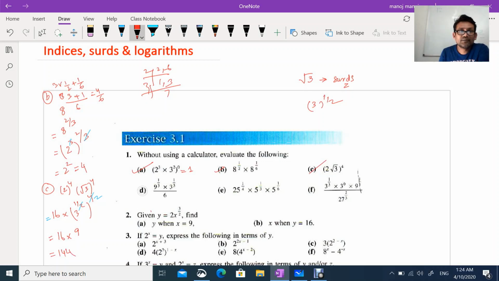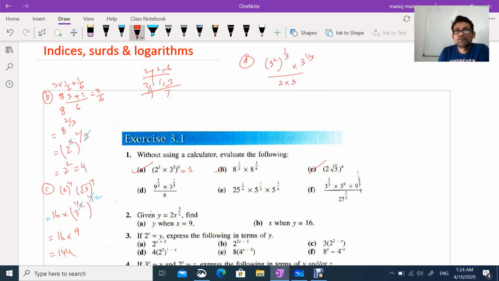Okay, in part D, 9, 3, 6, all three have the same base. So what we can do here in part D is write 9 as a power of 3. We can write 3 power 2 is 9, and the whole power is 1 upon 3. This is already 3 power 1 upon 3, and this we can write as 2 into 3. We can factorize it as 2 into 3.